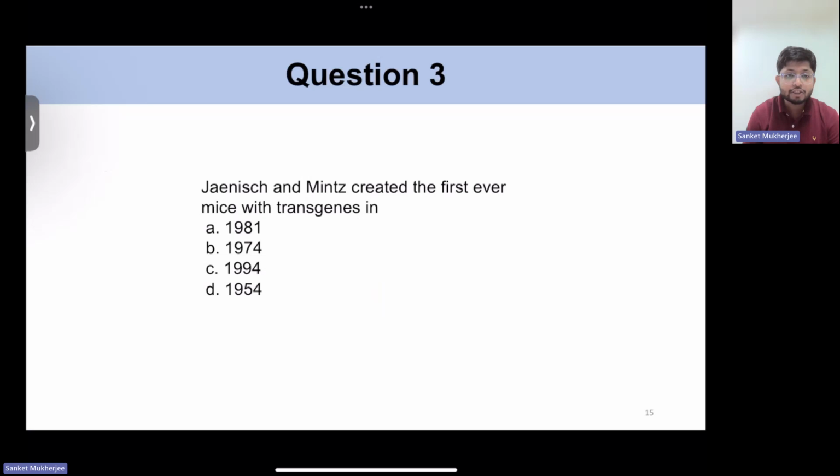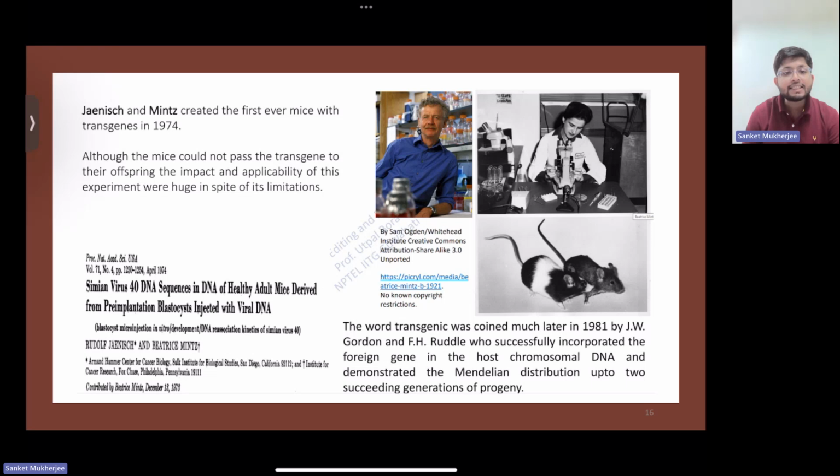Question 3: Janisch and Mintz created the first ever mice with transgenes in which year? Is it 1981, 1974, 1994, or 1954? So the answer is 1974.